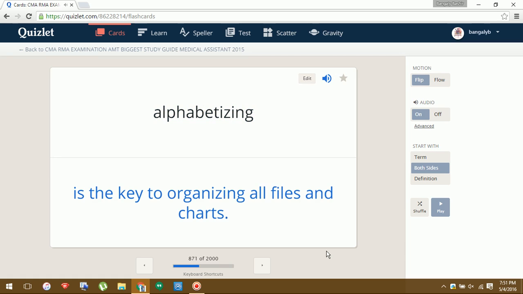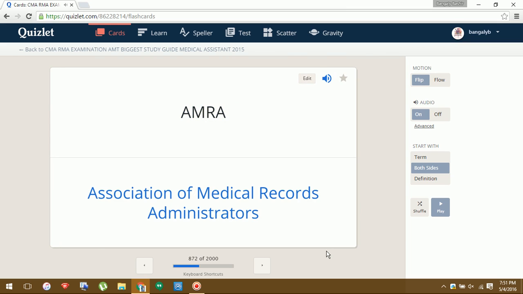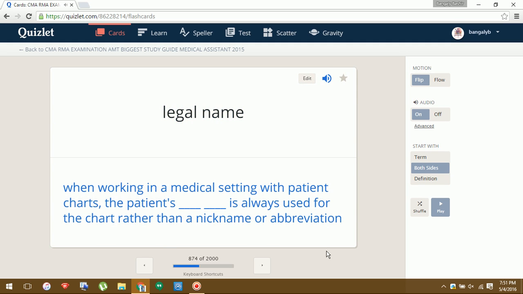Alphabetizing is the key to organizing all files and charts. AMRA, Association of Medical Records Administrators. A unit identifies each part of a name. Legal name: when working in a medical setting with patient charts, the patient's legal name is always used for the chart rather than a nickname or abbreviation.